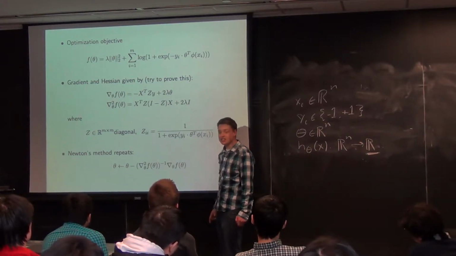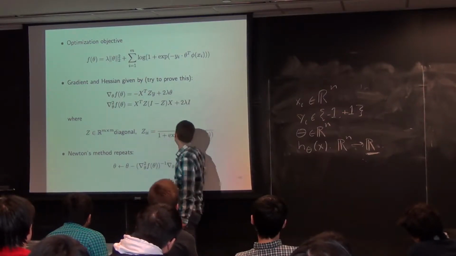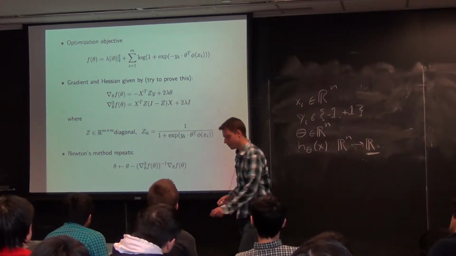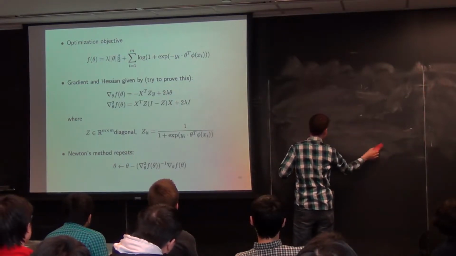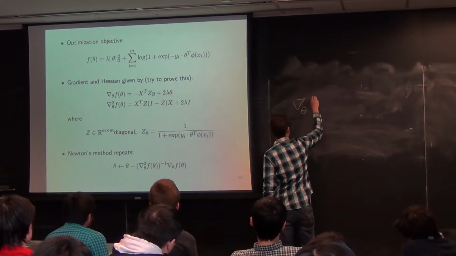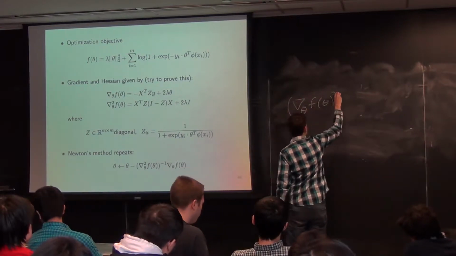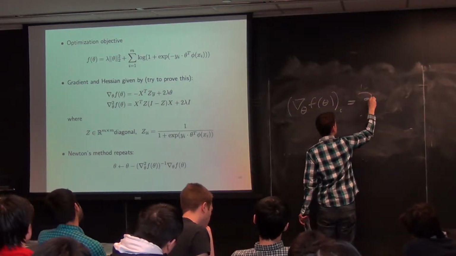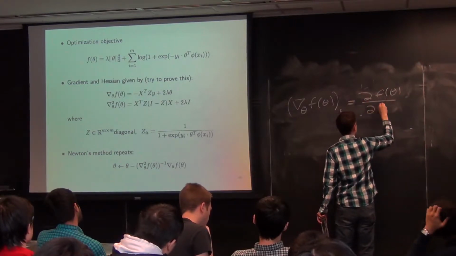OK, so the gradient and Hessian are given by the following. The gradient of f, remember, is a vector. The gradient with respect to theta of f of theta is a vector, and the ith element is just equal to the partial derivative of f of theta with respect to theta i.